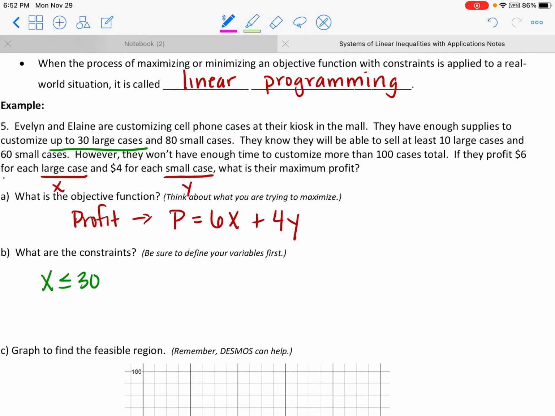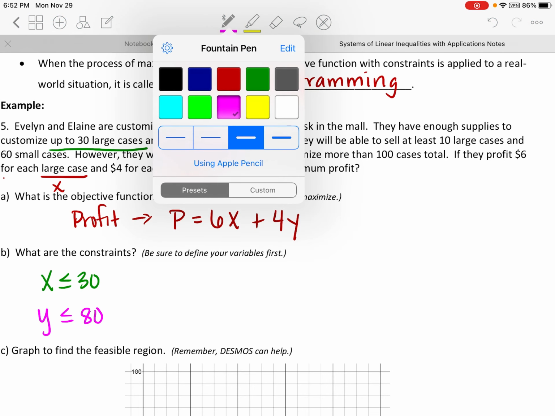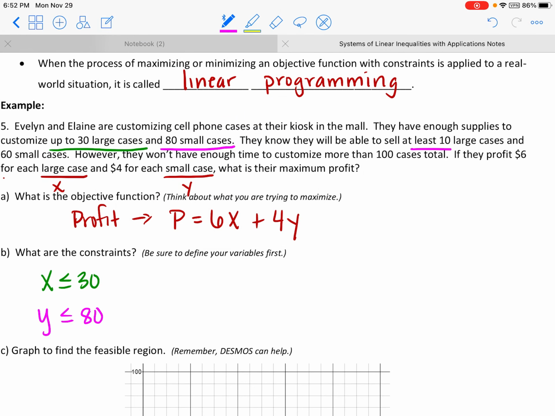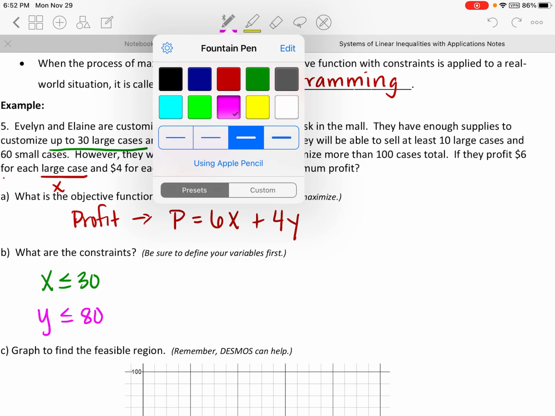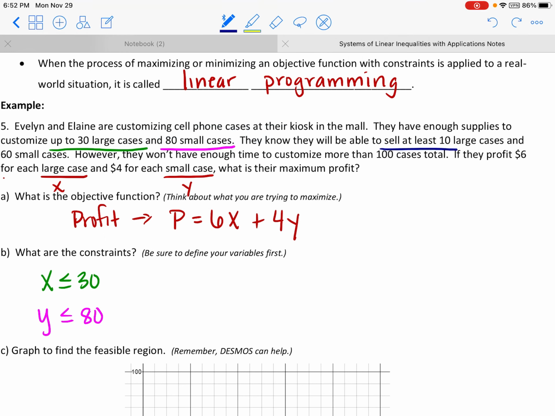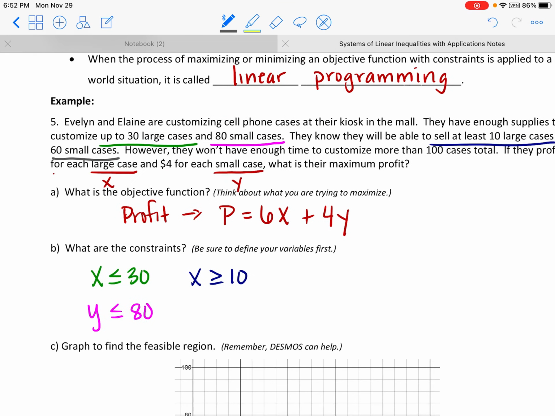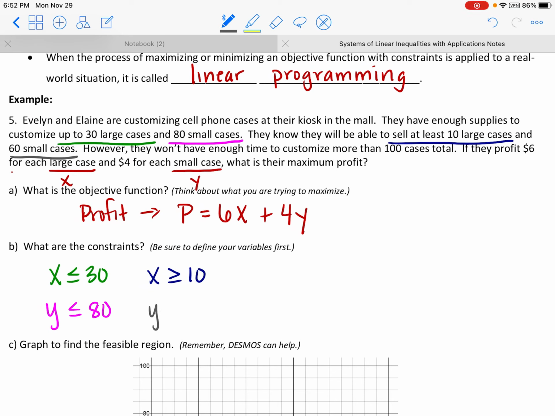And then it says they have enough supplies to customize up to 80 small. That means the number of small cases can't be more than 80. It's got to be less than or equal to 80. And they know they're going to be able to sell at least 10 large cases, so the number of x's, the large, is going to be greater than or equal to 10. And also, at least 60 small. So the number of y's has to be greater than or equal to 60.